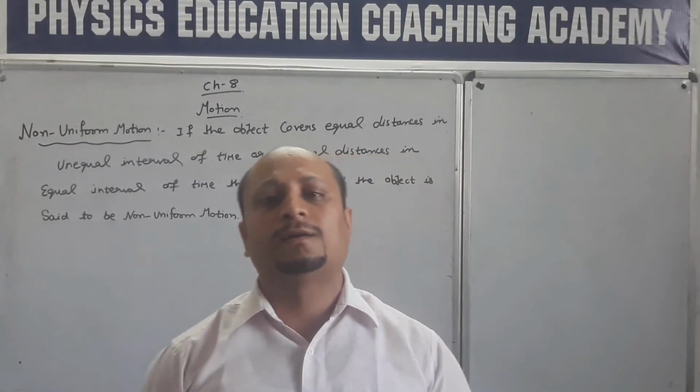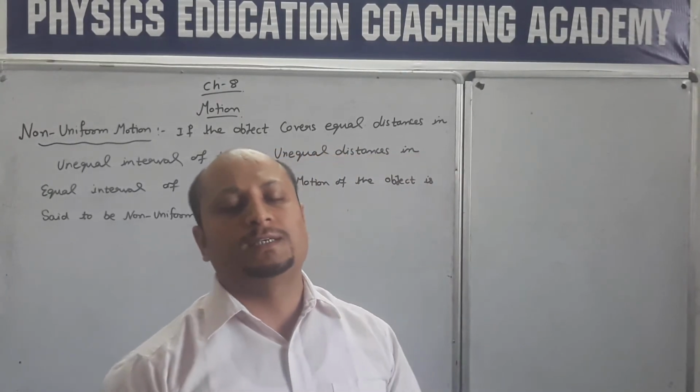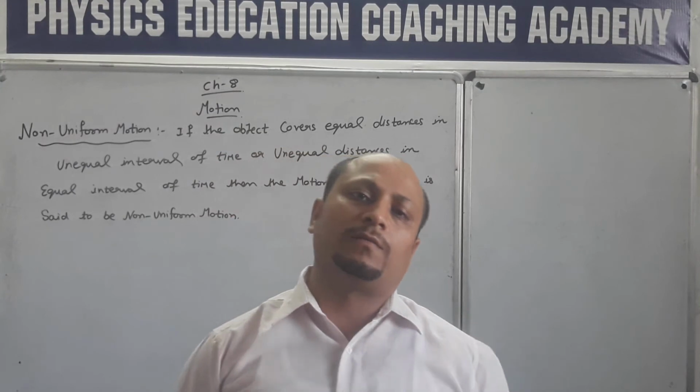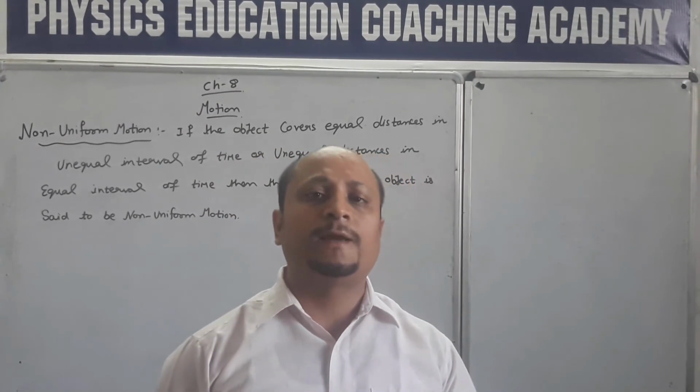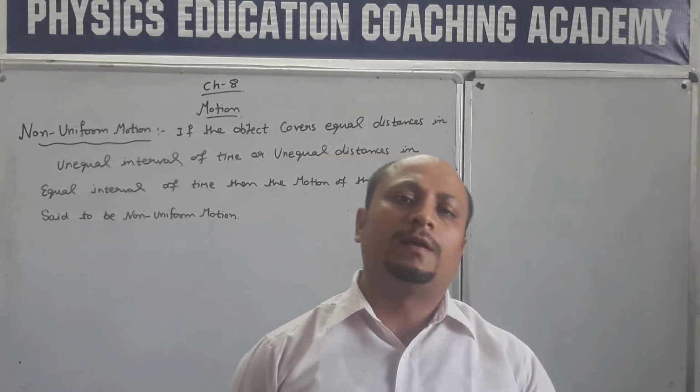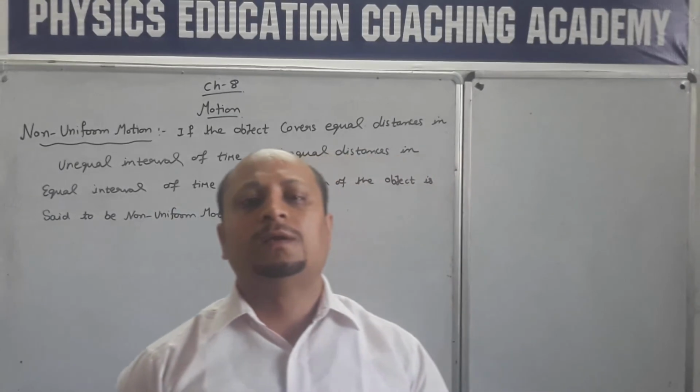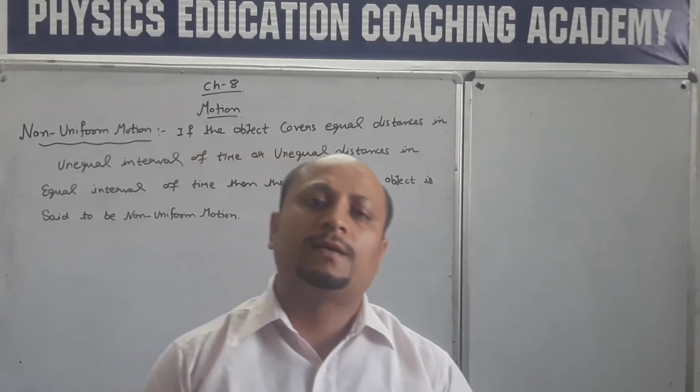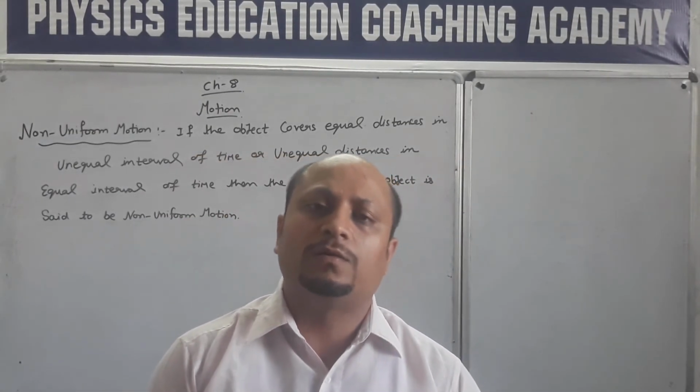If the object covers unequal distances in equal interval of time, and we can say equal distances in unequal interval of time, then the motion of the object is said to be non-uniform motion.